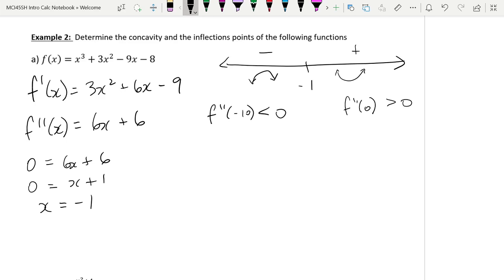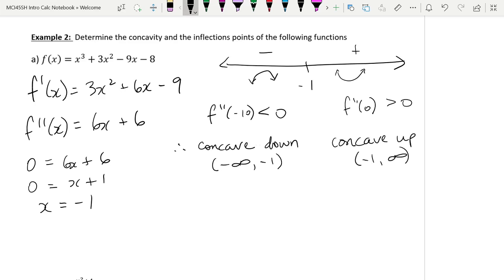Okay. So I know that I am concave down from -infinity to -1. And I know that I'm concave up from -1 to infinity. So there's my intervals of change of direction. And I would say, therefore, that x equals -1 is an inflection point.